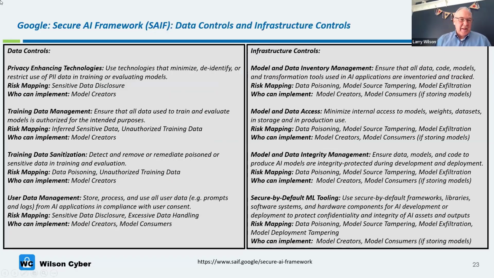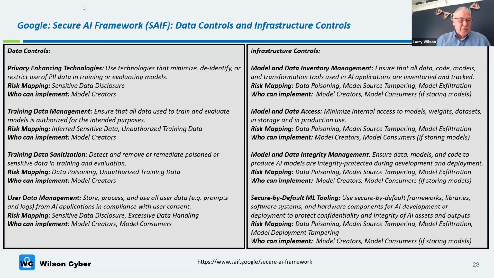So let's take a look at the data controls. Basically what Google does is break it into components. It talks about the data controls, the infrastructure controls, the model controls, the application controls, the governance controls, and the risk controls. So those are the six areas that we're going to focus on, and it maps them to these particular risks.